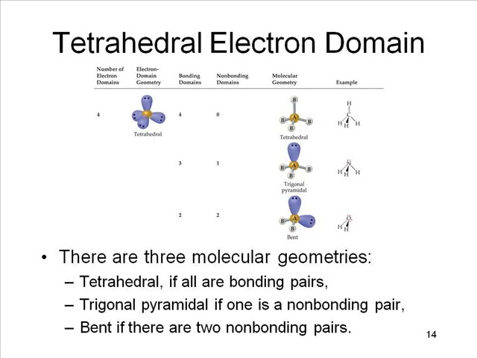Reviewing the tetrahedral electron structures, if you have 4 bonding clouds and no lone pairs, you get a tetrahedron. If you have 3 and 1, you get trigonal pyramidal. And if you have 2 bonding pairs and 2 lone pairs, like in water, you get bent.